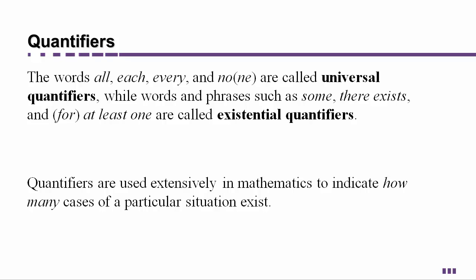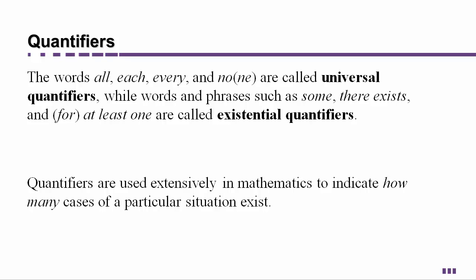Each is the same thing, right? It's each thing, but it's still all of them. Every, and no or none, or none of them. So you see how those are like absolutes. While we have these other words: some, there exists, and at least one. All of those things are existential quantifiers, because they just give us a certain amount, something less than the extremes. It's not all and it's not none, but it's somewhere in between.